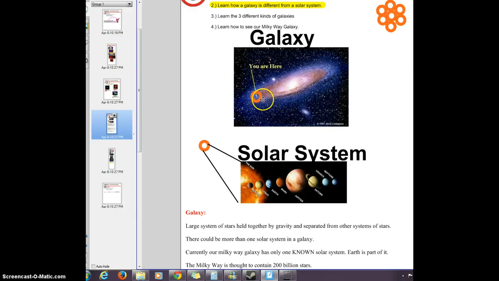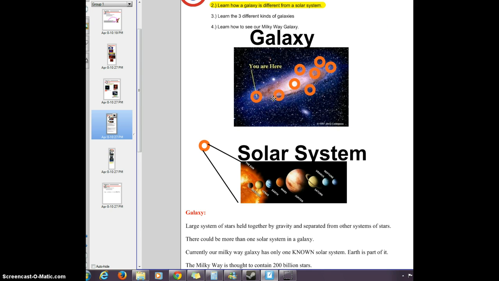Well, within that galaxy, you're going to have hundreds of millions of solar systems. We don't know how many we have. We don't know how many have life. We only know of one that has life, and that's ours. But imagine if this was our solar system, this orange circle here, there could be many other solar systems within a galaxy. So you can try to just basically understand that a solar system is smaller than a galaxy, and solar systems are located inside galaxies.